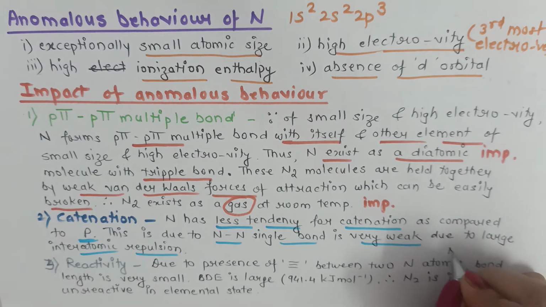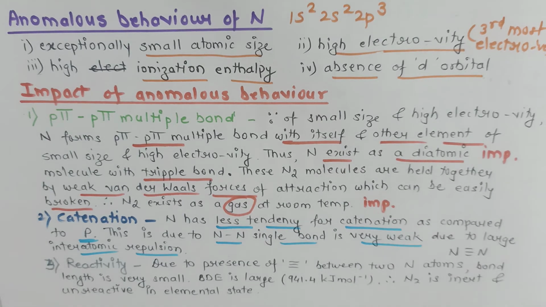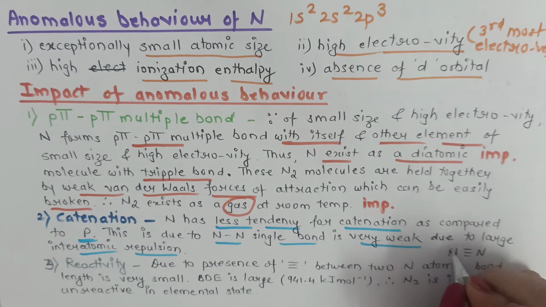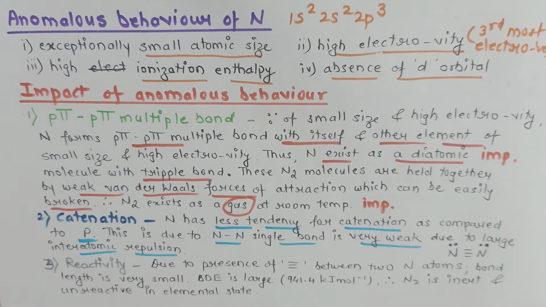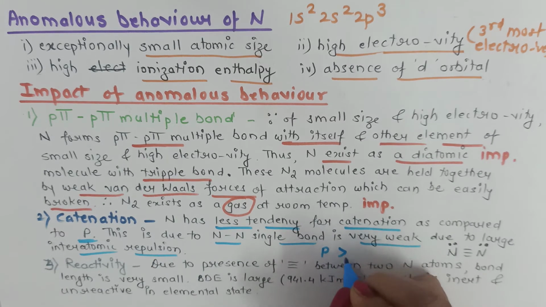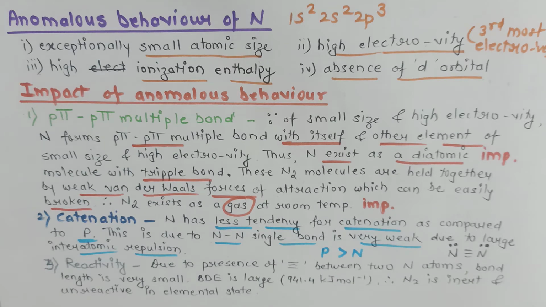In what? Nitrogen atom has a lone pair on it, and this lone pair will cause the repulsion, and therefore nitrogen cannot form a stable single bond. As a result, its catenation tendency becomes very less as compared to that of phosphorus. So catenation, what we can say, the order is that of phosphorus is greater than that of nitrogen.